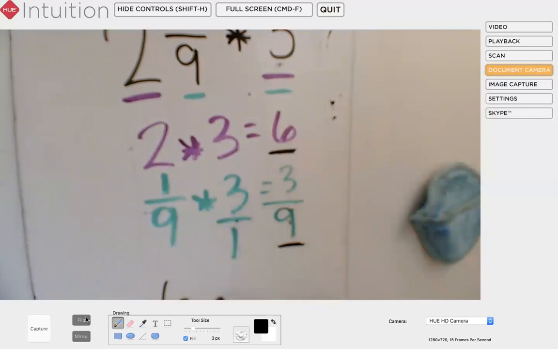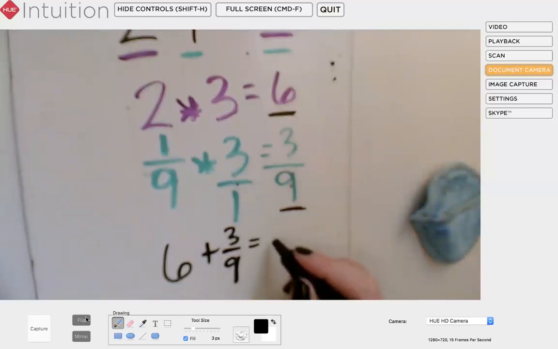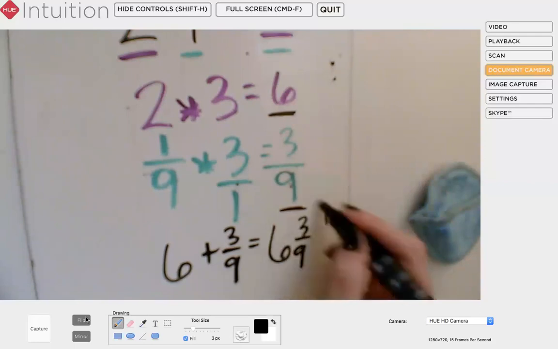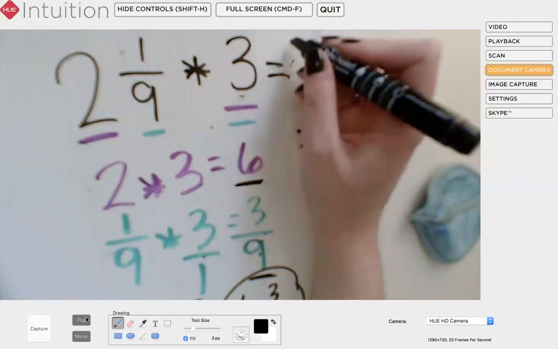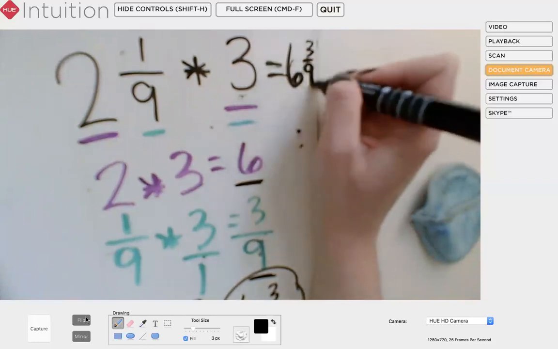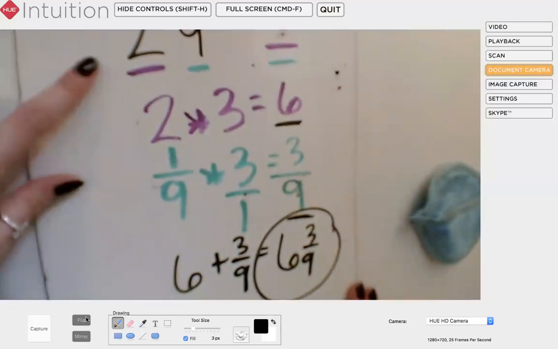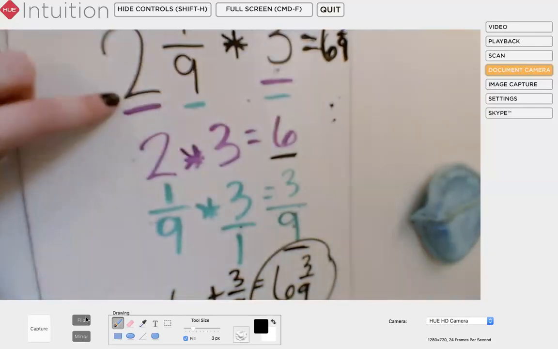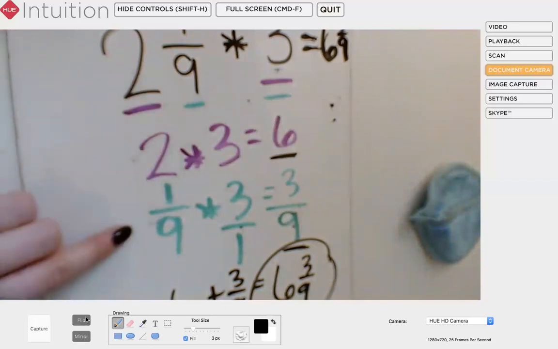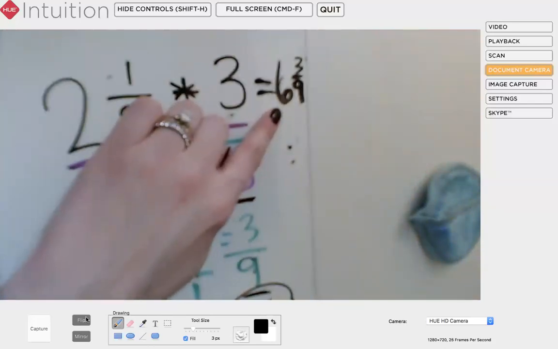So I'm going to take it as 6 plus 3/9, which is going to give me an answer of 6 and 3/9. So 2 and 1/9 times 3 is 6 and 3/9. Back reviewing, when I have that mixed number and my whole number, I just split it up into two separate multiplication problems to get that final answer.